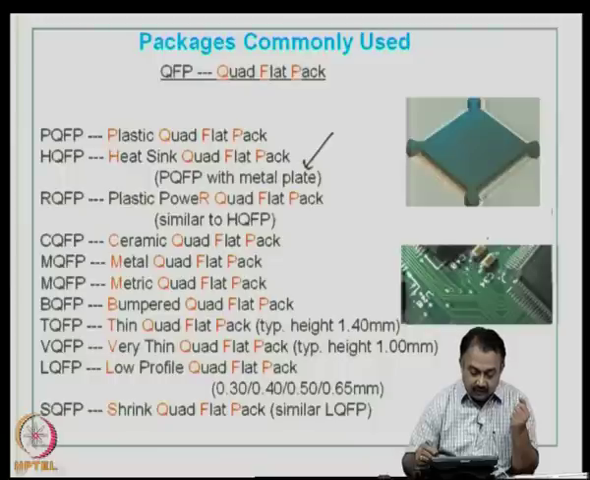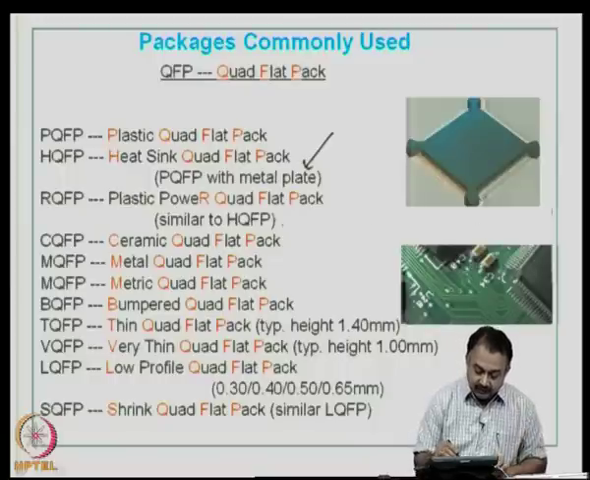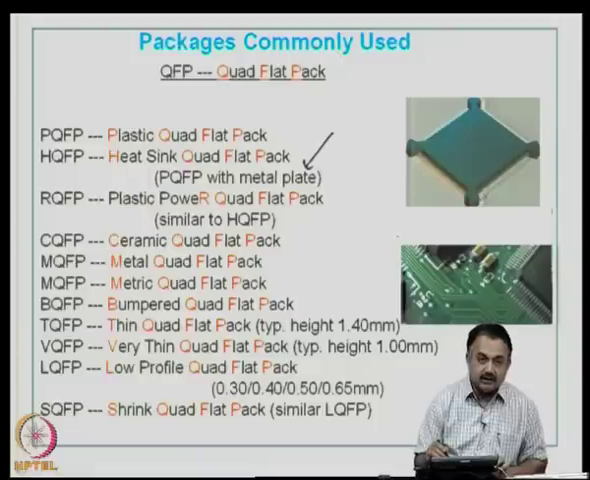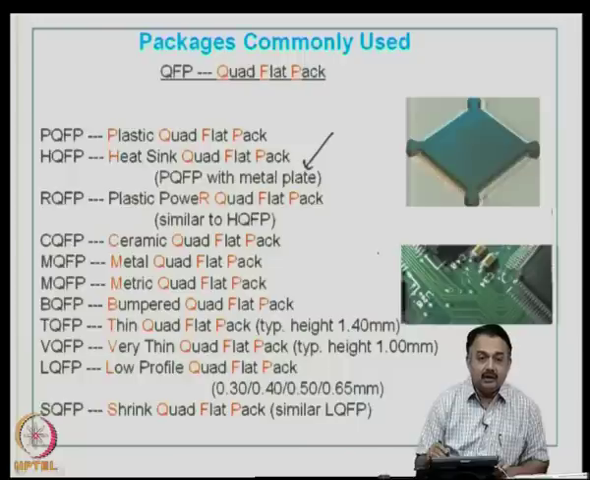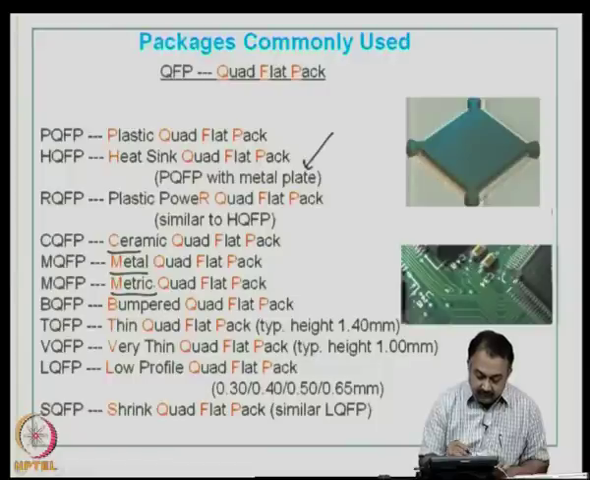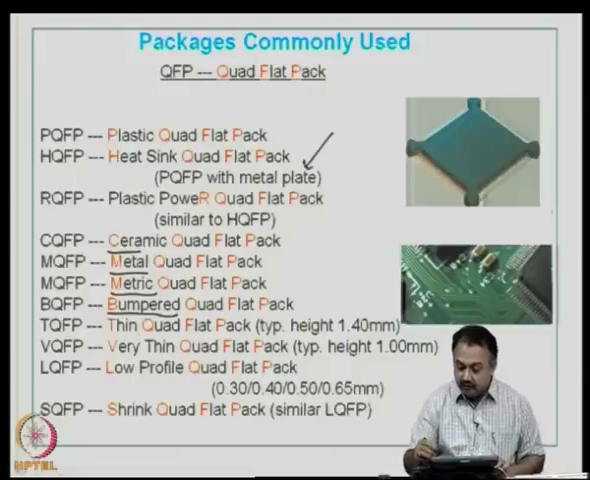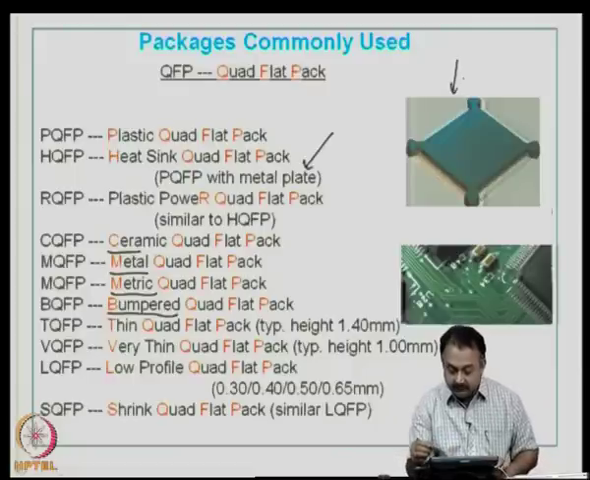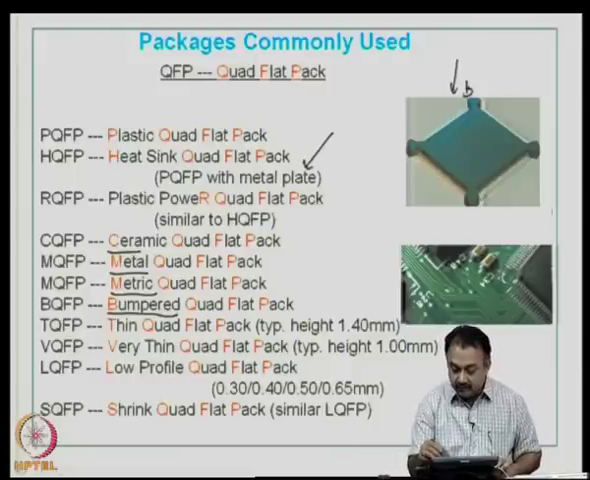Then you have RQFP, which in industry terms is known as plastic power quad flat pack, which is similar to HQFP in the sense that it is used for power applications and therefore, is expected to have a good heat sink. Then you have ceramic quad flat pack, metal quad flat pack, metric based on some standards, metric standards. Then you have bumpered QFP. So, here you see this is a picture of a BQFP.